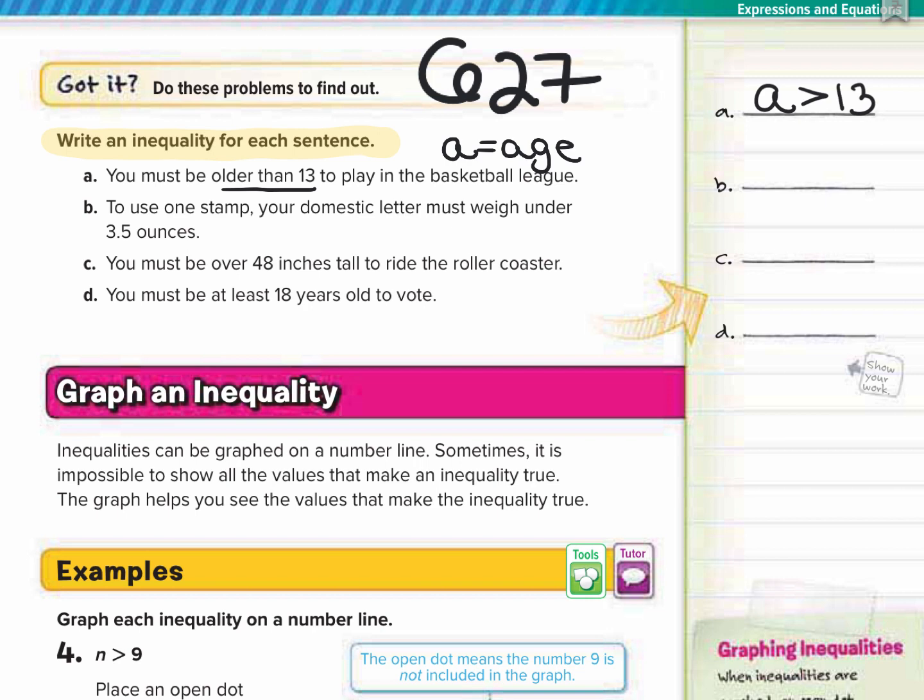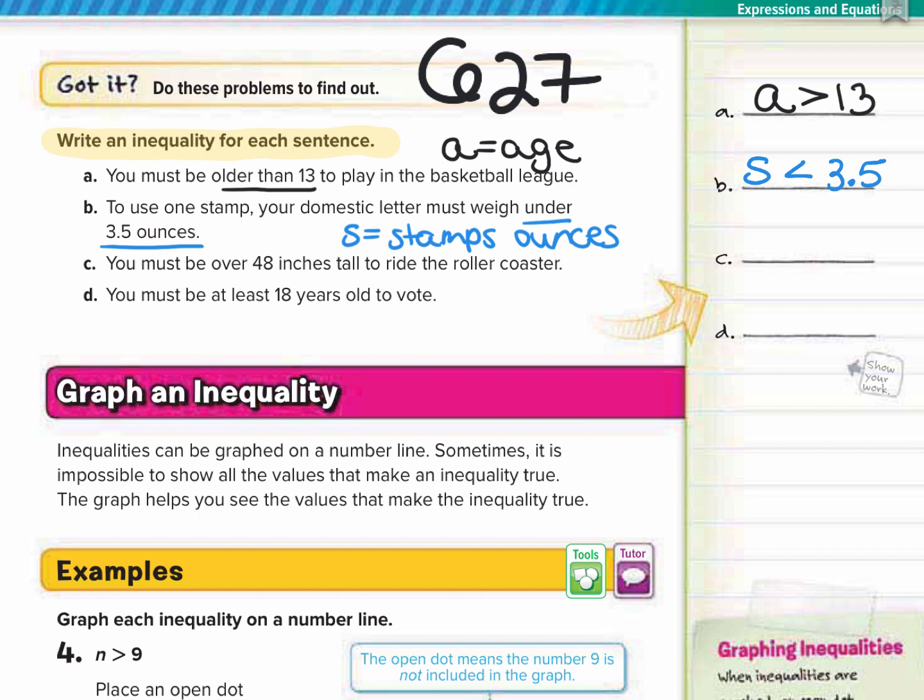Part B, to use one stamp, your domestic letter must weigh under 3.5 ounces. So under, we're going to use the less than symbol, which points to the left. But what needs to be less than 3.5 ounces is your stamp. So you could say S equals the stamp's ounces. So now we could write our inequality. S, representing the stamp's ounces, needs to be under, so less than, pointing to the left, 3.5.